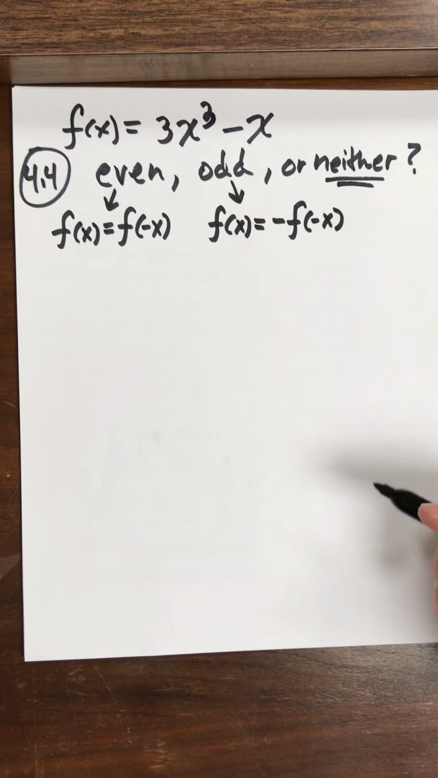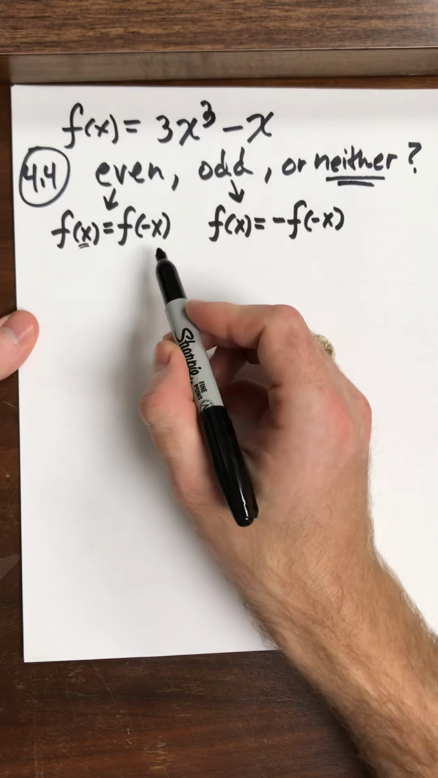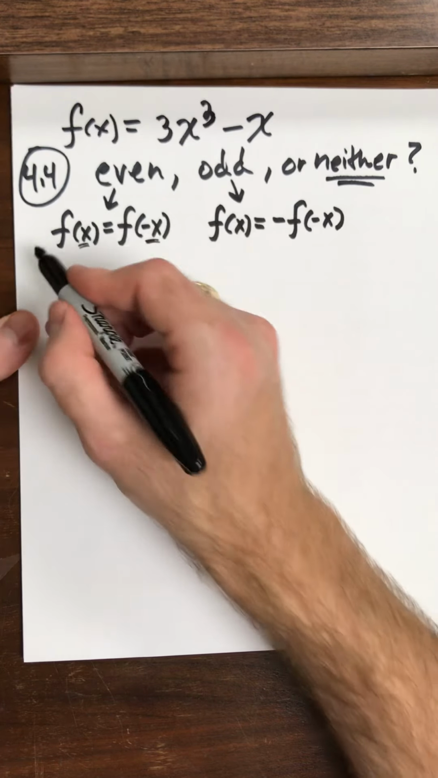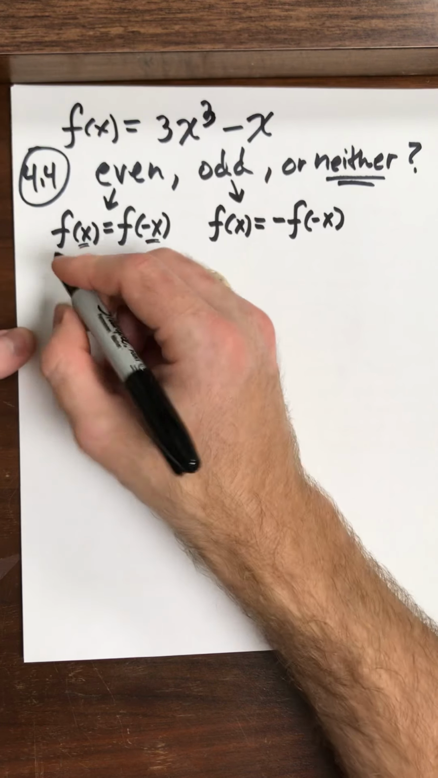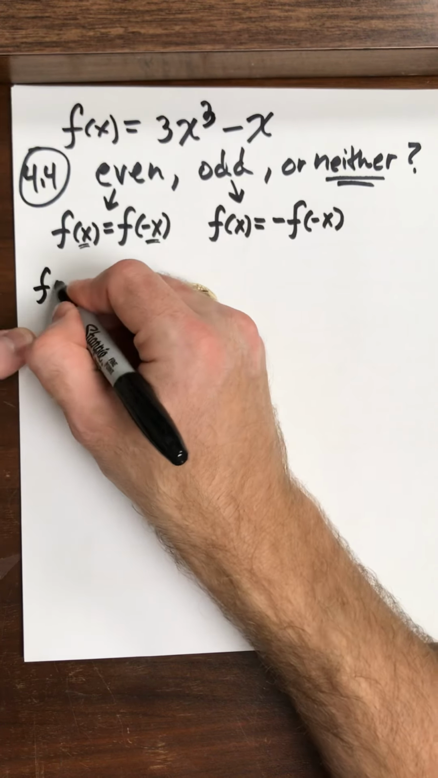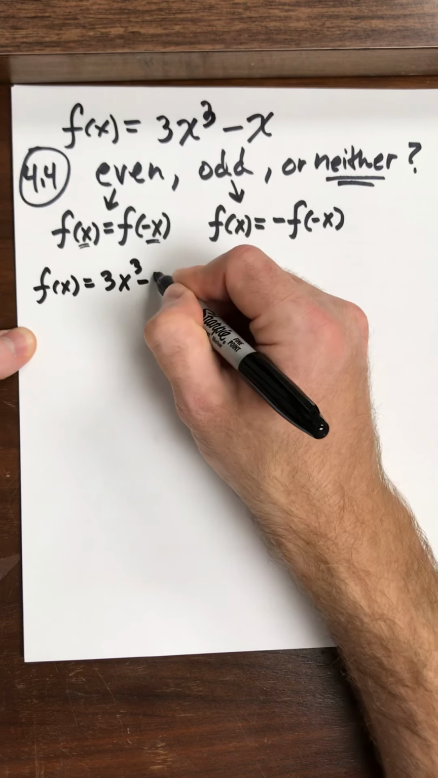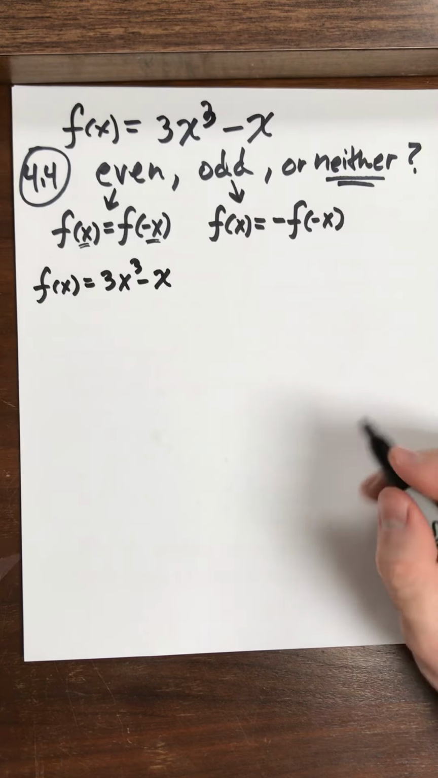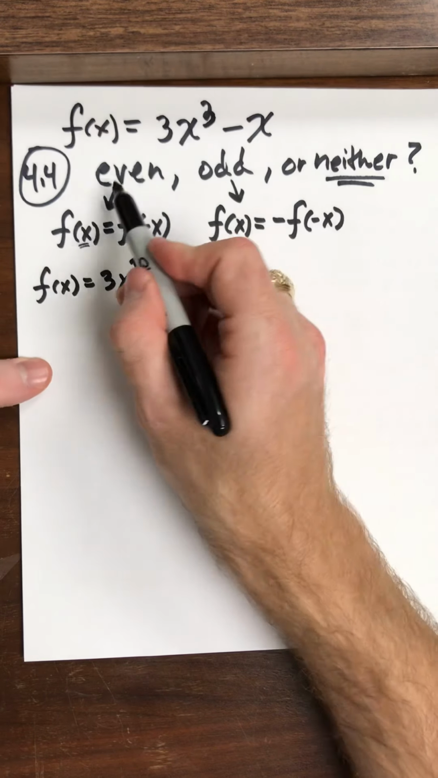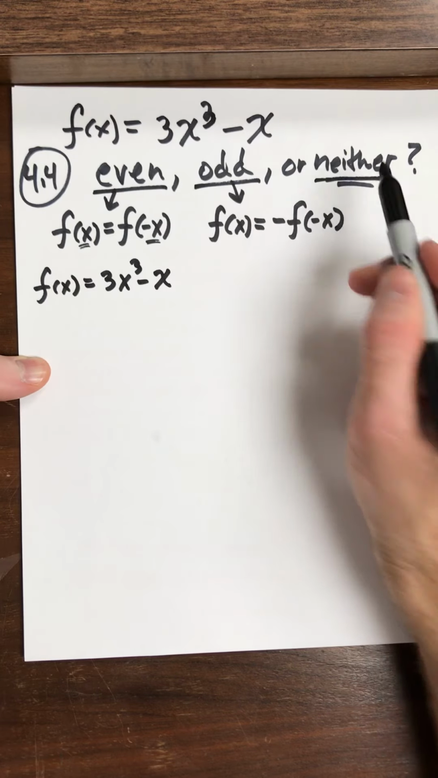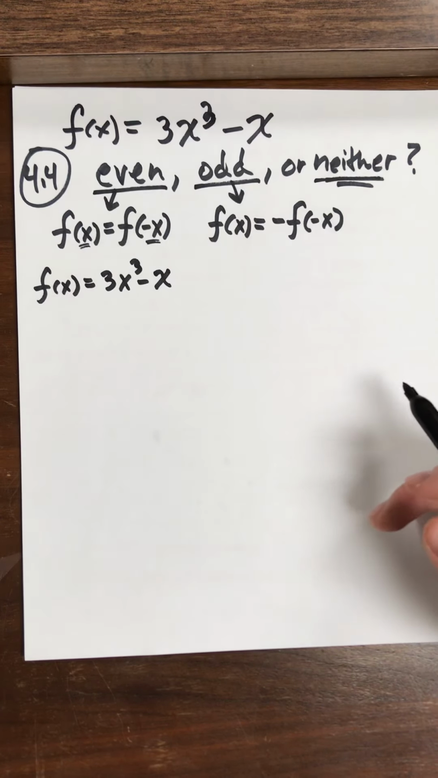So here's how we check. Literally everywhere I see an x, I plug in negative x. So I'm going to compute this and see if it's the same thing. So just to rewrite here, f of x is 3x cubed minus x. Now, there's a process to calculating this because I'm not going to tell you, is it just even or is it just odd or is it neither, right?